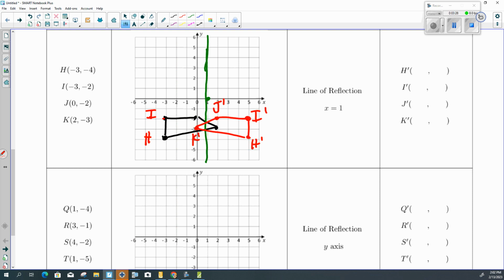Okay, Carter, what was your H prime vertices, or excuse me, ordered pair? Did I say your name? Carter Pitcher, sorry. I probably did say your name. For H prime? What did you get for I prime? J prime? And K prime?